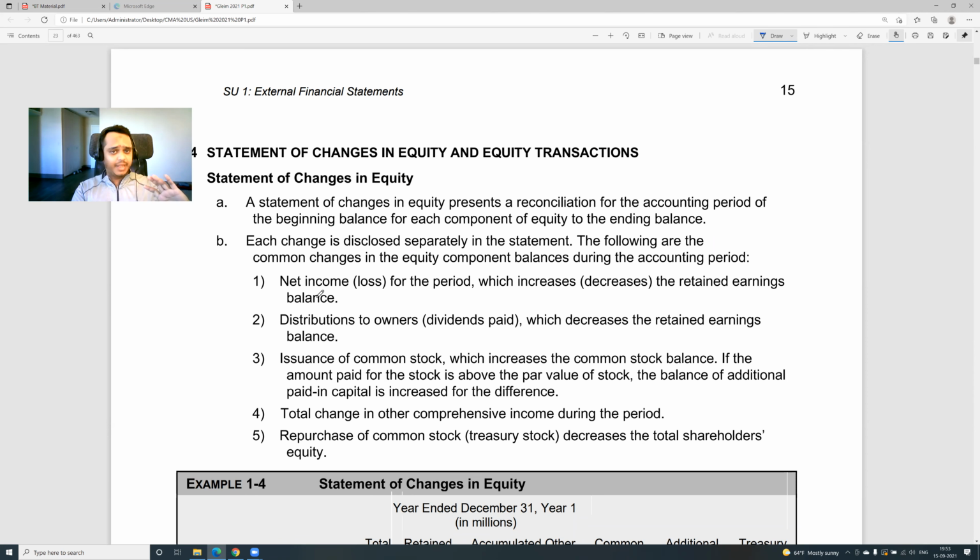Your equity will be there, right? Your equity is nothing but your share price. What is the fluctuation in those share prices or your retained earnings? How is it going to be? All of those will be there in this particular statement.